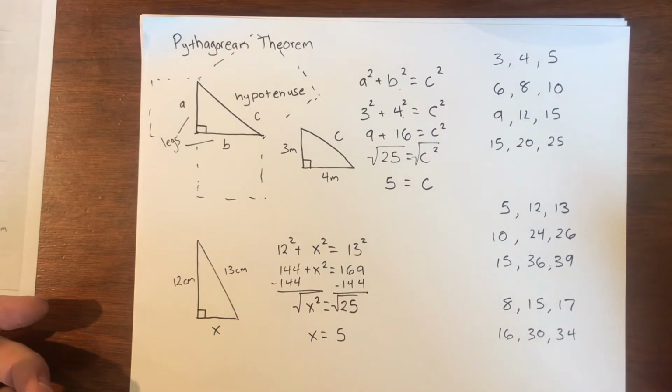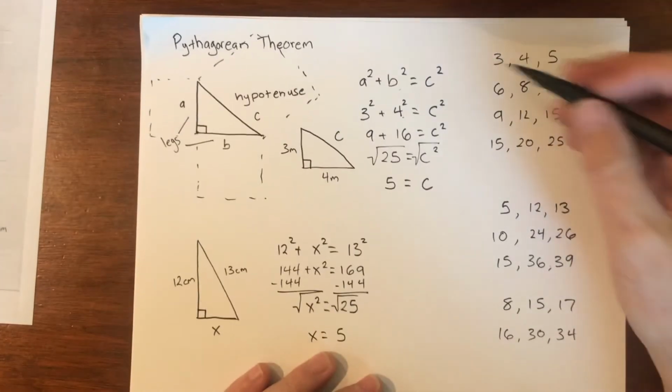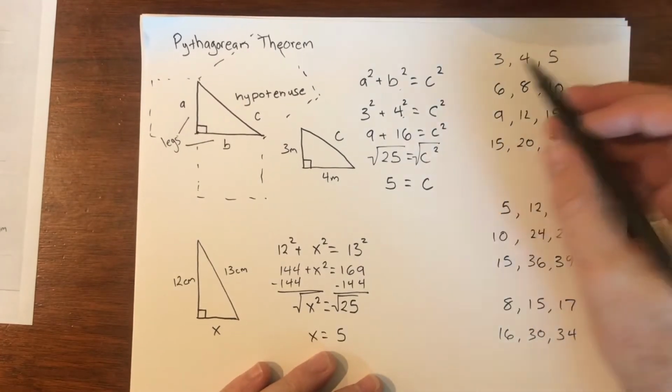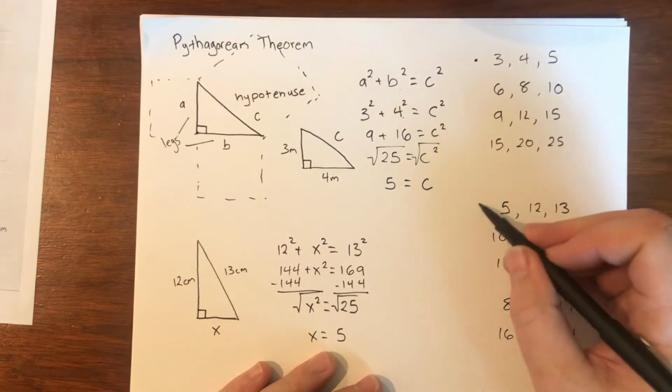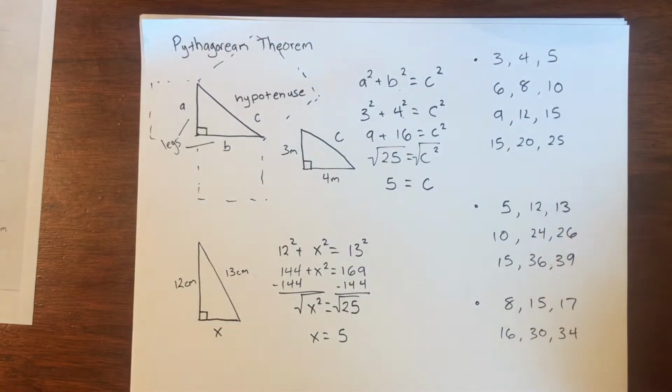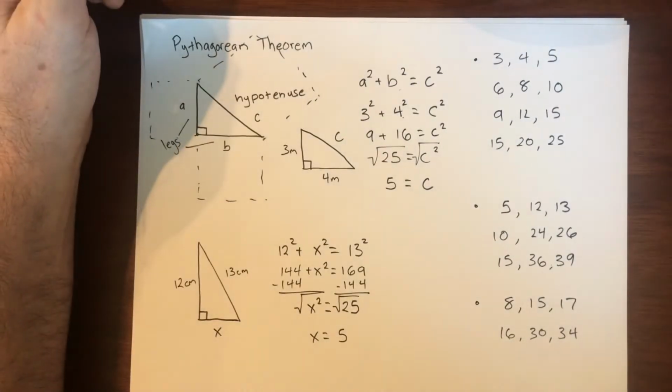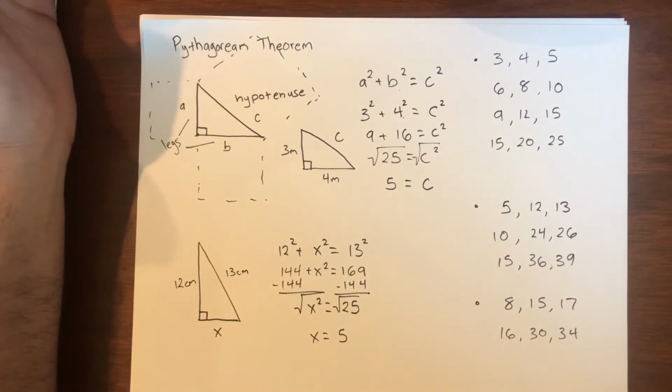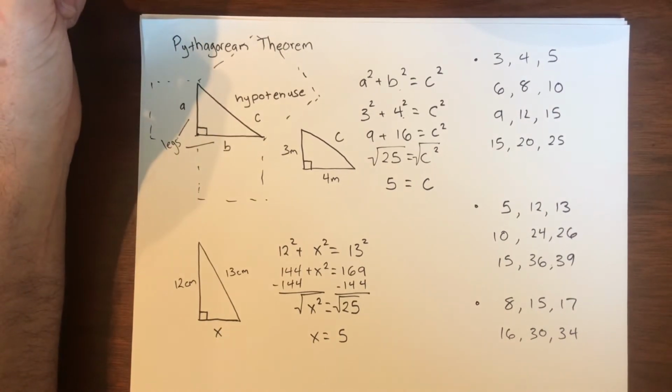So anyways, here we are. These are the Pythagorean triples, again, to recap. The 3, 4, 5, the 5, 12, 13, and the 8, 15, 17. There are tons of other ones, but these are the ones you're going to see, okay?